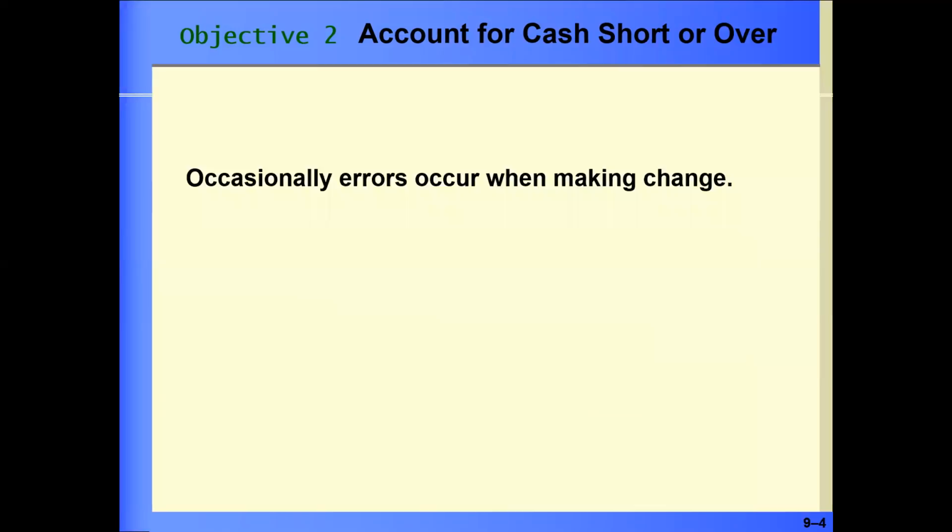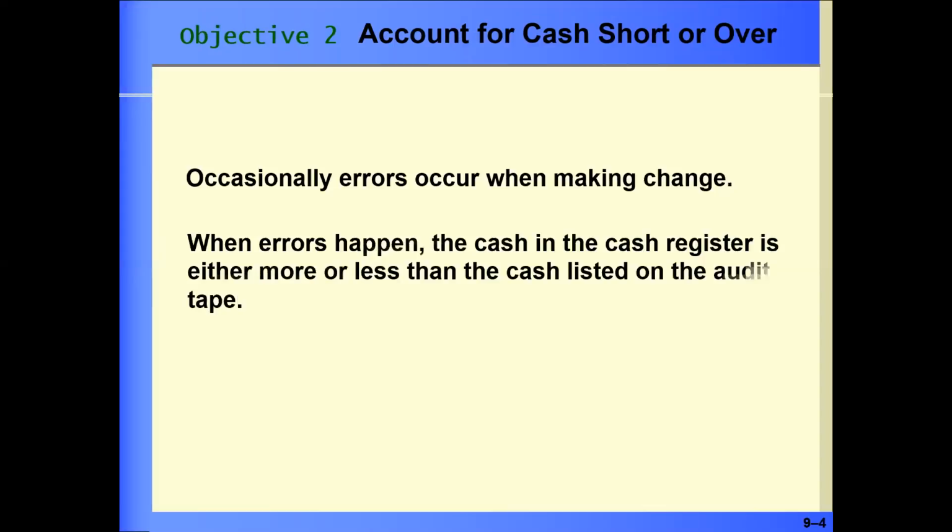Sometimes there's an error. Do you ever have any cash overs or shorts? Yes, we do. And basically, let's just continue here. Occasionally, errors do occur when making change, and sometimes they're just human errors. Errors happen. The cash in the cash register is either more or less than it's listed on the audit tape.